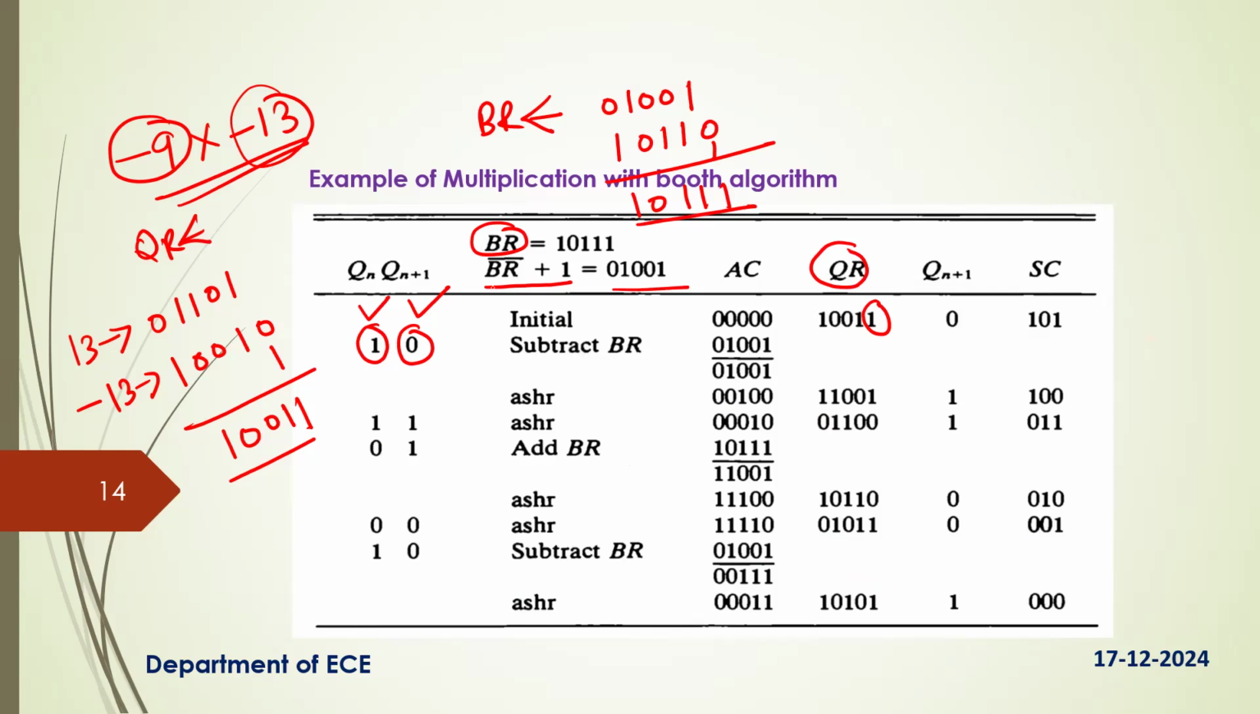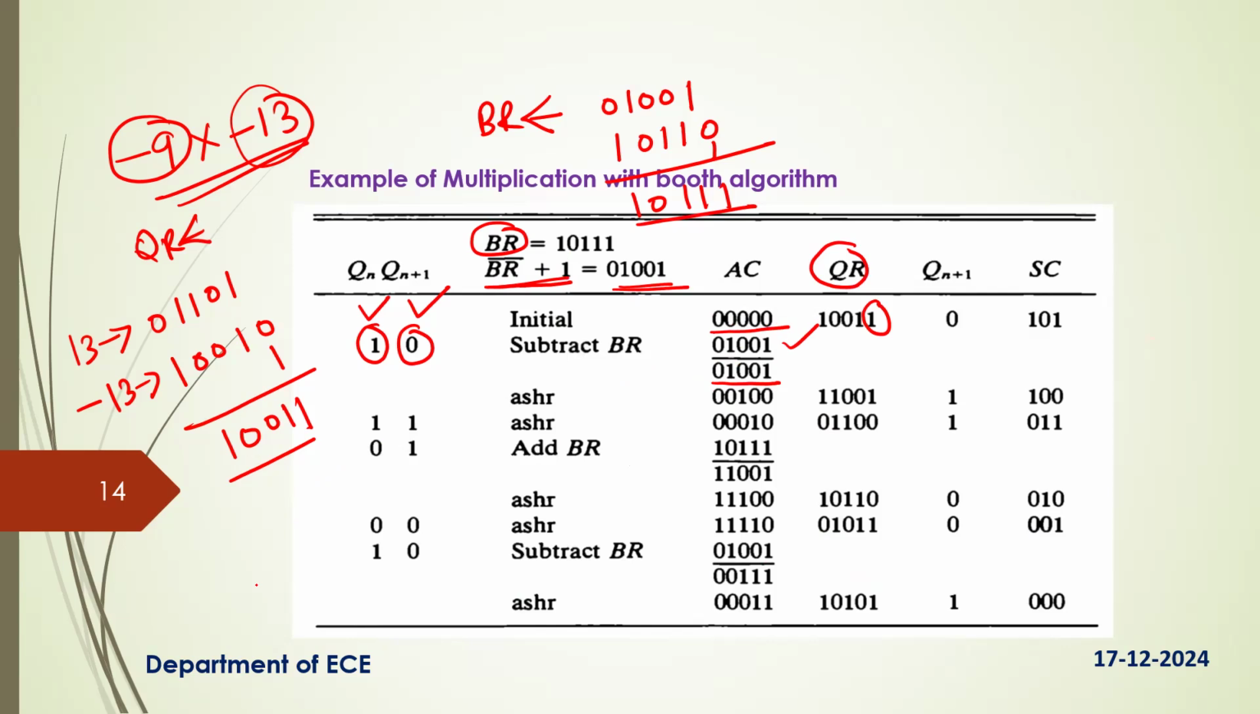So what is the 2's complement of BR? BR bar plus 1, which is added to AC. Initially, the accumulator is cleared to all zeros. So which is nothing but all zeros plus 0, 1, 0, 0, 1, which is nothing but 0, 1, 0, 0, 1. Now, what is the value of AC? AC is 0, 1, 0, 0, 1.